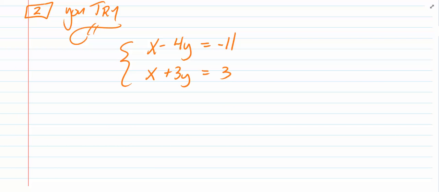So here's the system of equations. These are linear. X minus 4y is negative 11. X plus 3y is 3. I want you to solve it algebraically and then check your solution graphically using your graphing calculator.